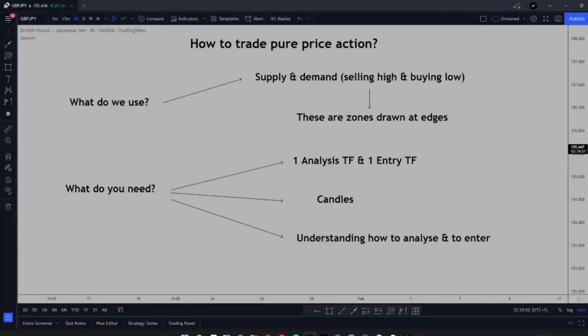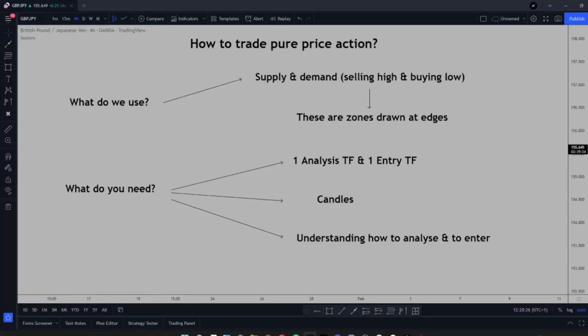In today's video we are going to be teaching you how to trade pure price action. Okay, so let's start with the first question. What exactly do we use? Obviously this video is going to be based on how to trade pure price action on our system and on our rules. So first of all, what do we use?